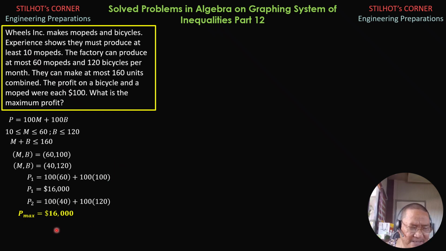So therefore, the maximum profit is $16,000. That will happen when either 60 mopeds and 100 bicycles are produced each month, or 40 mopeds and 120 bicycles are produced each month. So that's it for the first problem.